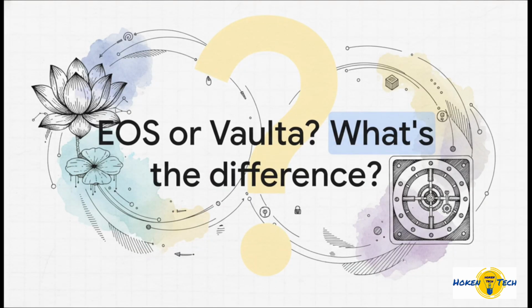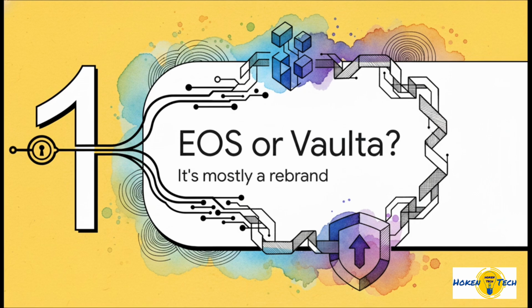All right, first things first, let's get the big question out of the way, because this is probably the thing that trips everybody up right at the start. You keep hearing EOS, but then you see the word Vaulta. So, what's the deal? Yeah, the answer is actually pretty simple. The EOS network went through a rebrand, and it's now called Vaulta. You're going to see both names all over the place, sometimes even on the same website. Don't let it confuse you. They both mean the same ecosystem.